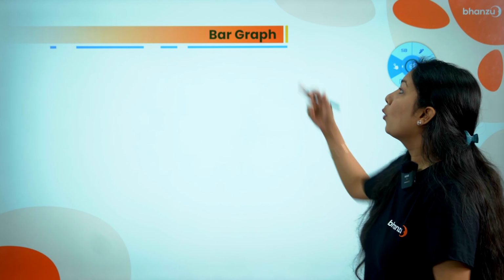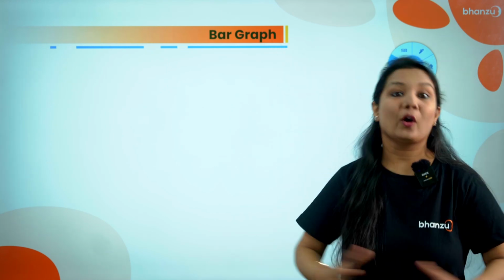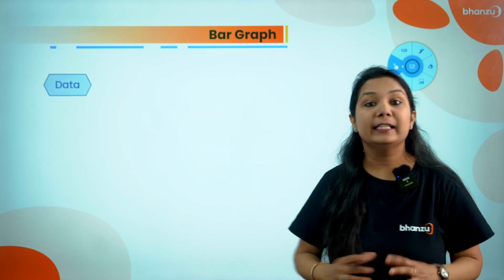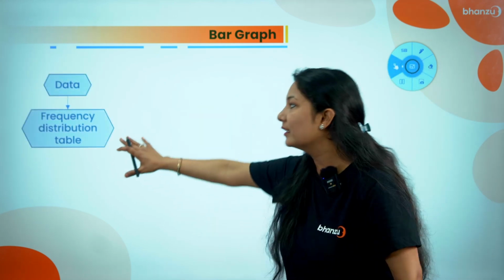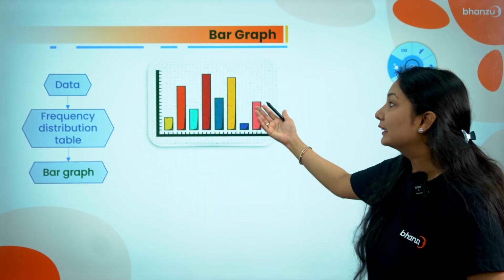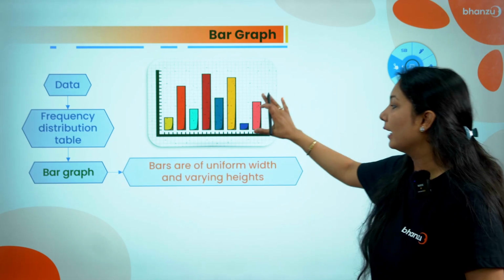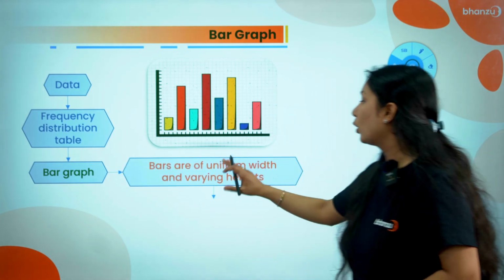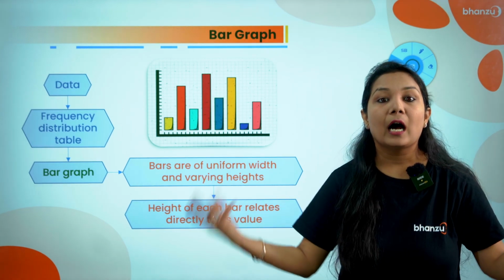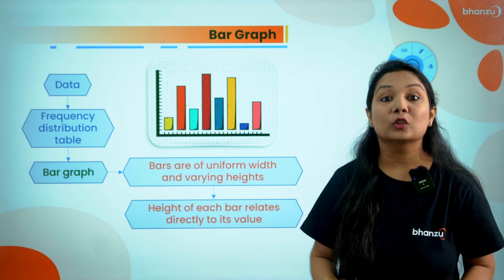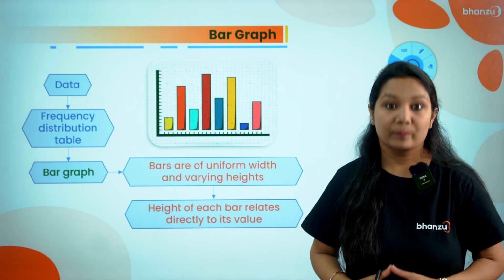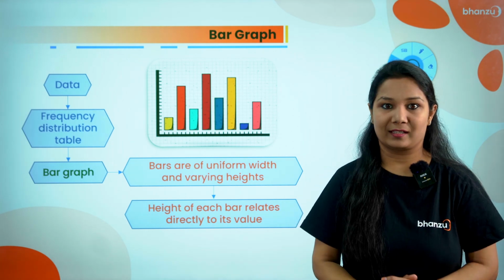Let's start with what is a bar graph? Why do we draw it? Whenever we have large data, that data needs to be converted into a frequency distribution table first, and based on that we draw the bar graph. This is how a bar graph looks like, and a bar graph always has bars of uniform width and varying heights. How does the height vary? Because of the value of each bar, which would be given in the data to us, right?